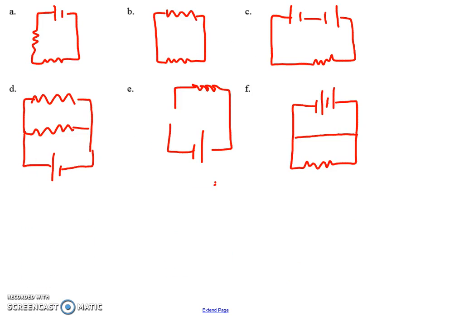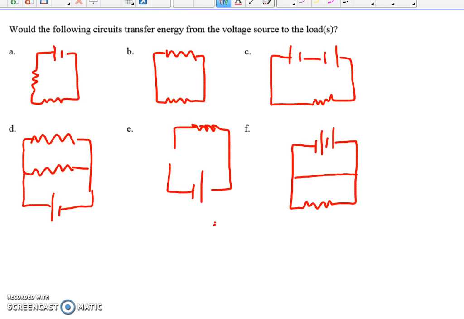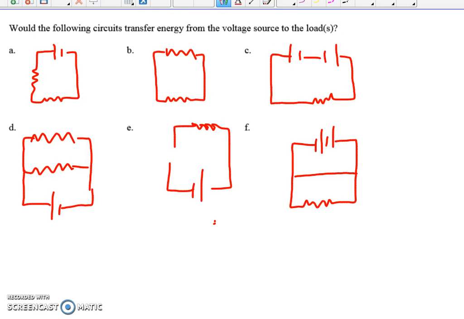Okay, so I want you to try these and then we'll answer them. I'll do the first one with you, and we'll go from here. So let's say I have a circuit that looks like this. All right, so first question we have, do we have a complete loop? And the answer is yes. We're starting and finishing. There are no breaks in the loop.